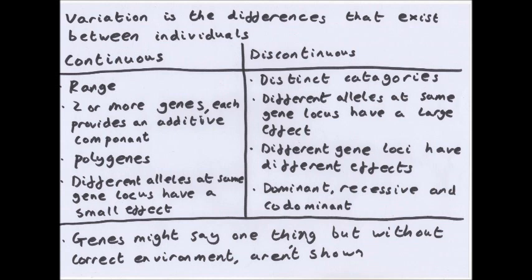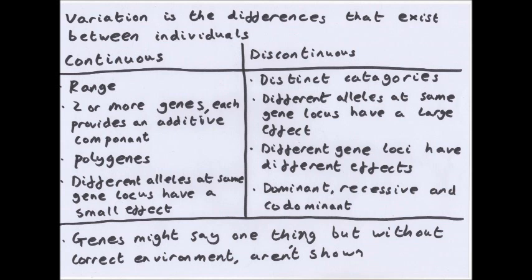Discontinuous is distinct categories, you can't have intermediates. Now this is different alleles at the same gene locus have a large effect. Basically, the best way to explain it is using this one, because you can say, think of eye colour. You can have a brown eye gene and a blue eye gene, and each of those genes can have a large effect. So if you have a brown and a blue, then you're going to have brown eyes. If you have 2 blues, so it's different alleles but the same gene locus because they are the same gene, then you will have blue eyes.